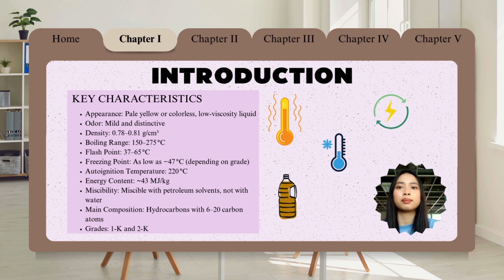depending on the grade. Kerosene ignites at around 220 degrees Celsius and provides high energy, about 43 megajoules per kilogram. It mixes well with petroleum solvents but not with water. It is made up of hydrocarbons with 6 to 20 carbon atoms, and it comes in two main grades: 1-K for cleaner use and 2-K, which contains more sulfur and impurities.